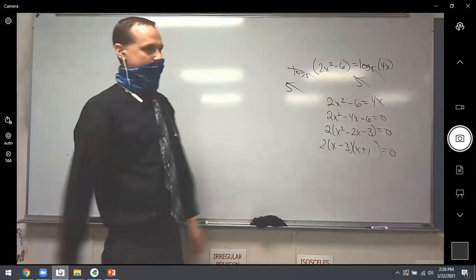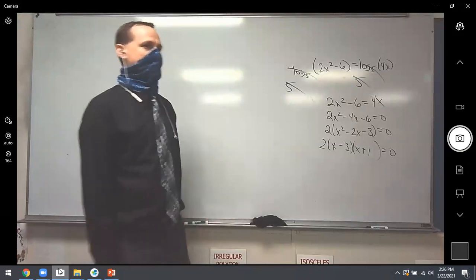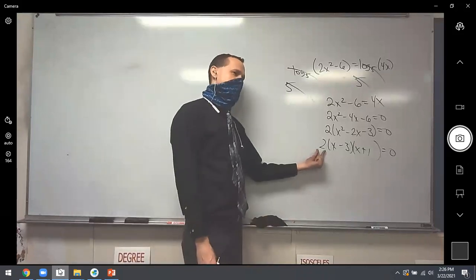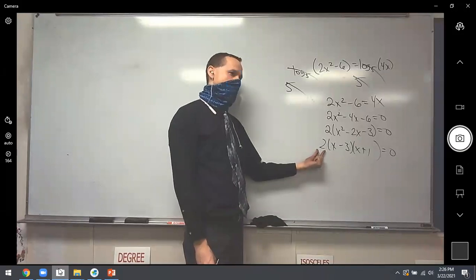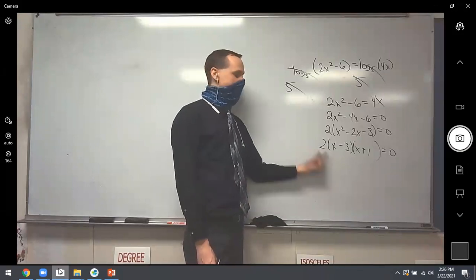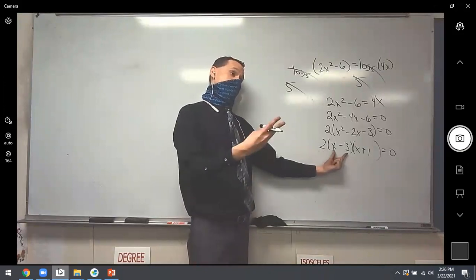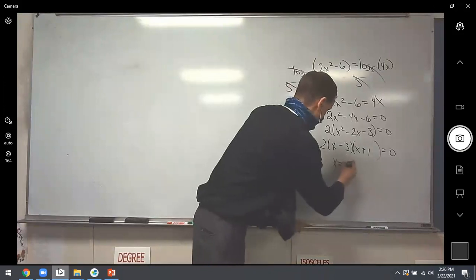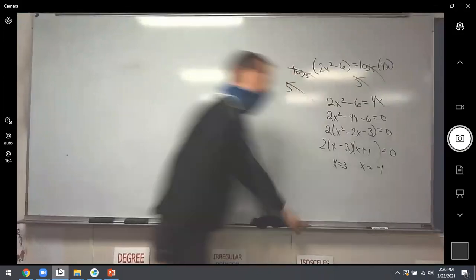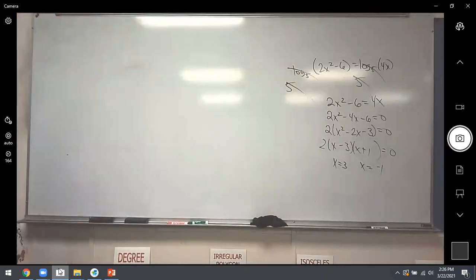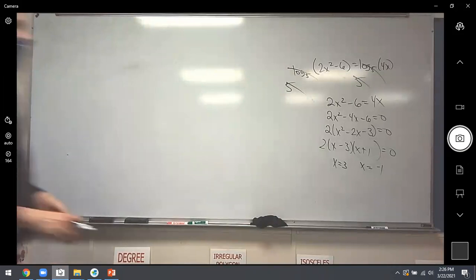And the whole reason we're factoring is so we can look at each factor individually and see when it's 0. Well, here's 2. Is that 0? No, it's 2. Don't need to worry about that. Here's a factor. Could that be 0? Sure, if x is 3. So x is 3 is a possible solution. And similarly, the other one, when it's equal to 0, would be at -1. So I have 2 answers for this. Or do I?